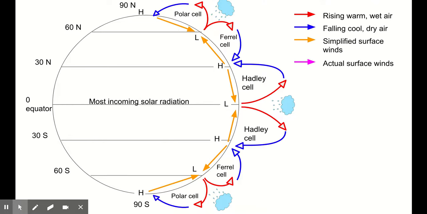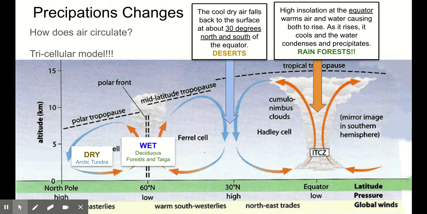So now let's take a look at our biomes. Does this explain our biomes? Yes, it does. At the equator at 0 degrees, highest insolation, super high amounts of rising warm wet air. So super high precipitation, really hot, lots of rain. Rainforests are found at the equator. What about at 30 north and south? That's where we have our falling cool dry air and quite a bit of sun. We see our driest biomes there, deserts.